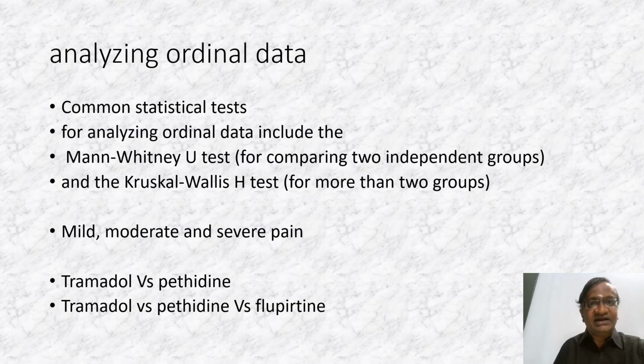So ordinal data is part of qualitative or categorical data. Now, Mann Whitney U test for 2 groups and Kruskal-Wallis for 3 groups. But the data is categorical, it is ranking.